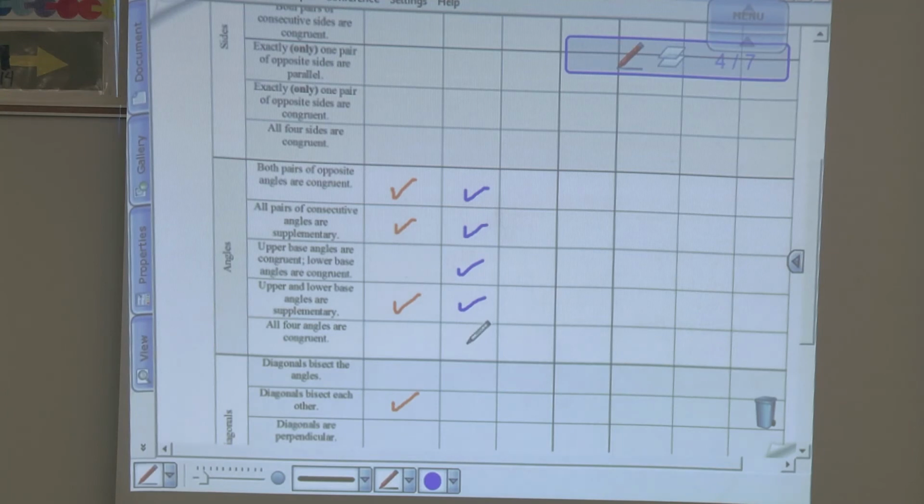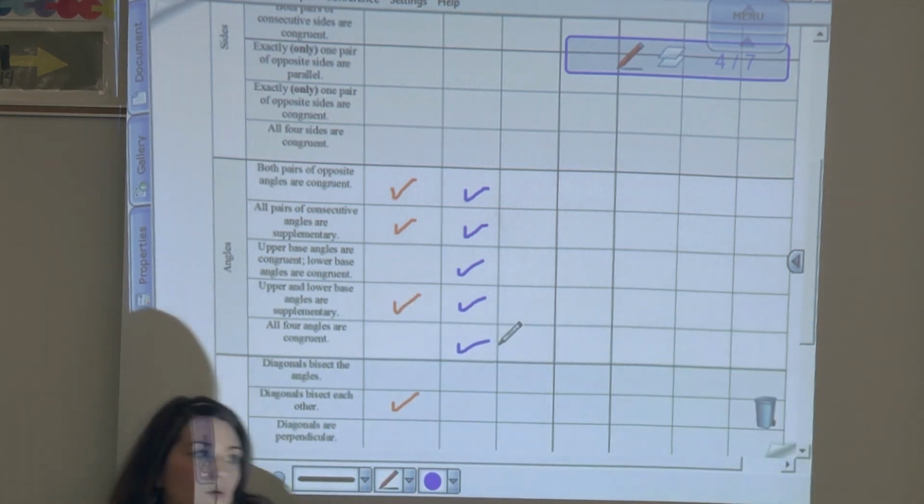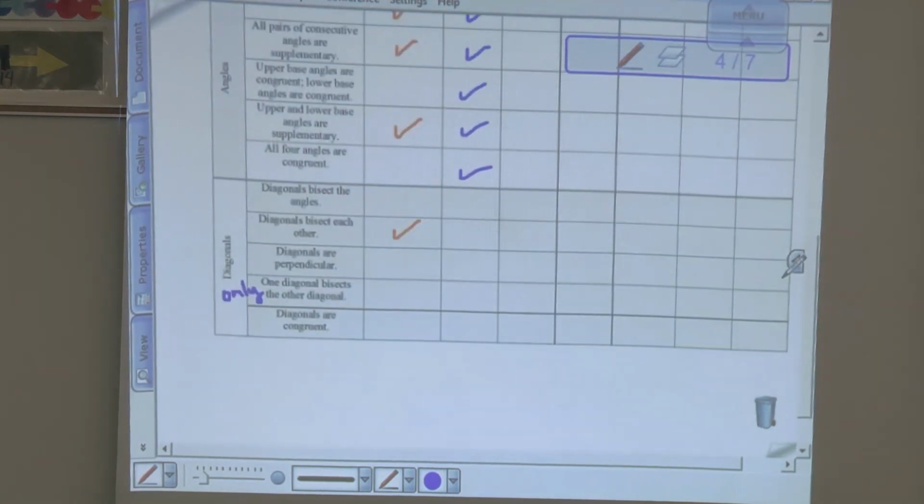And how about this last one? When you've got right angles, all of those properties will be true because they're both congruent and supplementary to each other at the same time. So that's really nice.